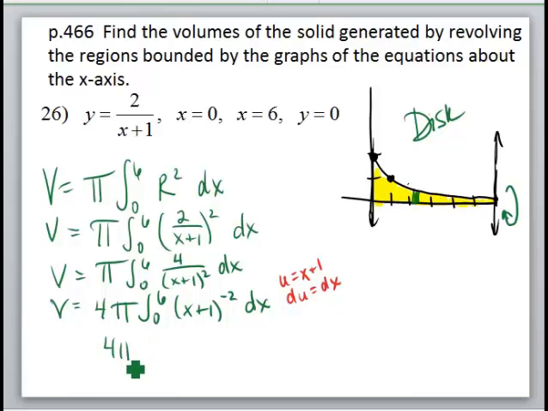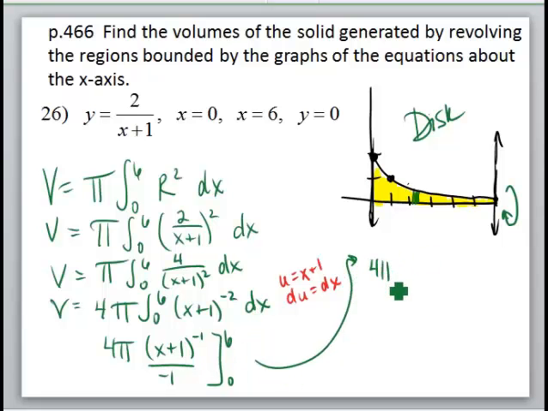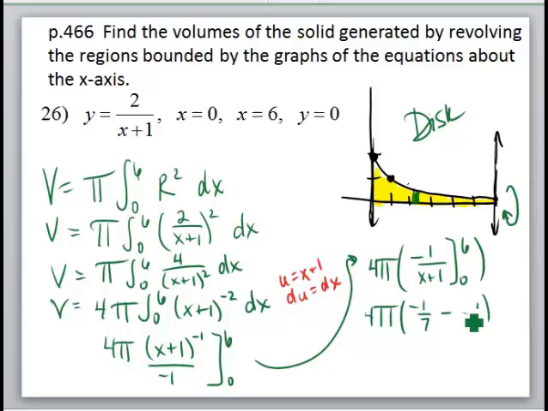What I'm going to do is just integrate this. I'll raise the power by 1, put it over that negative 1, and plug in my 0 to 6. So I end up with 4 pi times negative 1 over x plus 1 from 0 to 6. So I end up with 4 pi times negative 1 over 7 minus a negative 1. So I change my signs to plus the opposite. I end up getting 6/7 on the inside, and I have 4 pi on the outside. This gives me my final answer of 24 pi over 7.